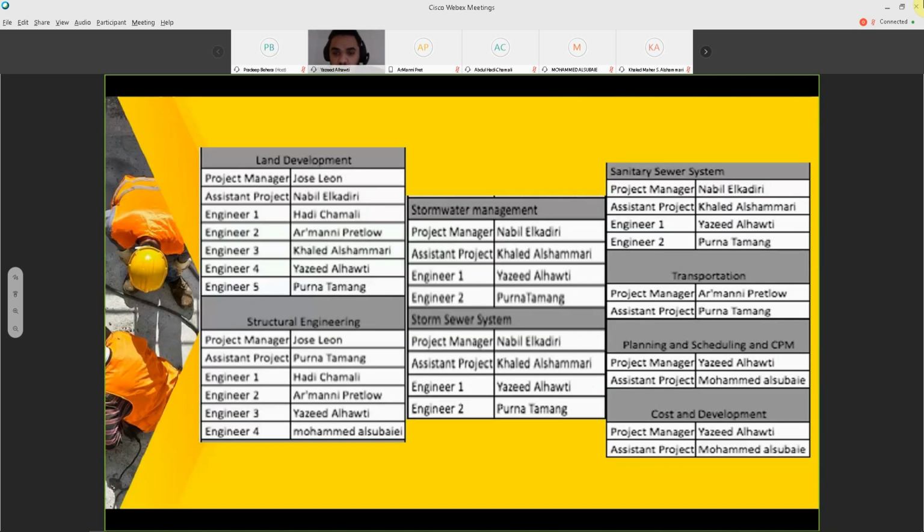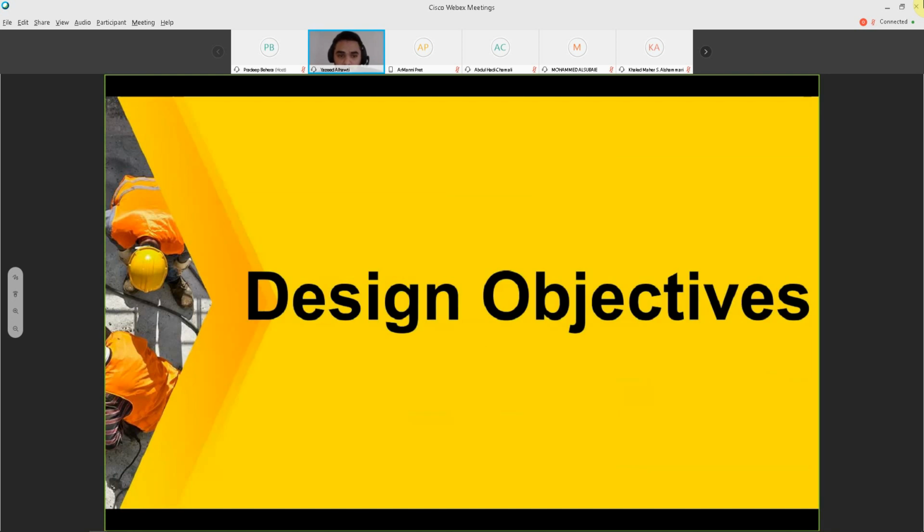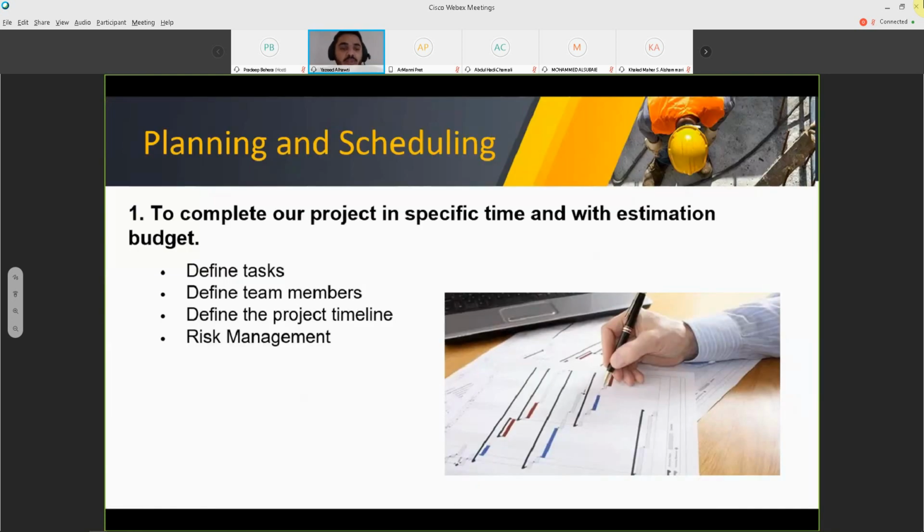Next slide, please. And this sheet shows how we split the work between us as engineers. Next slide, please. So design objectives. First, our first objective is planning and scheduling. To make sure that our project is going on time, we have used Primavera P6, a software that helped to determine what tasks need to get done and which resources and team member will be allocated to complete these tasks in time.